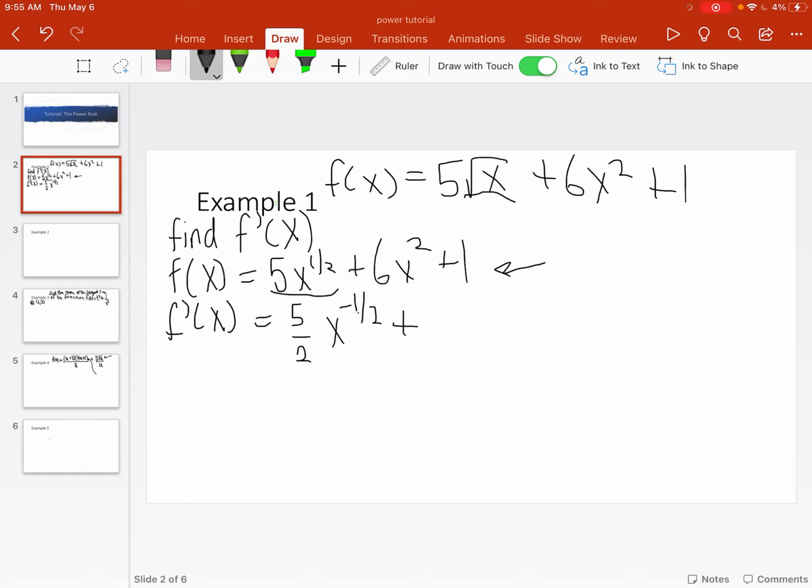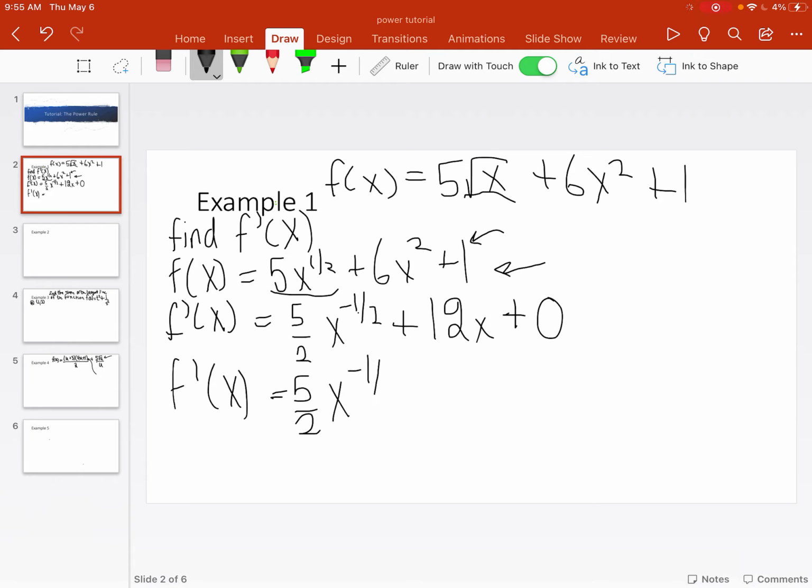Now let's move on to our second term. Let's take the derivative of this, bring down the 2. What's 6 times 2? It's 12. So we got 12x. 2 minus 1 is 1. And then the last term, the derivative of a constant is just 0. So just plus 0. So it just comes down to 5 over 2 x to the negative half plus 12x.